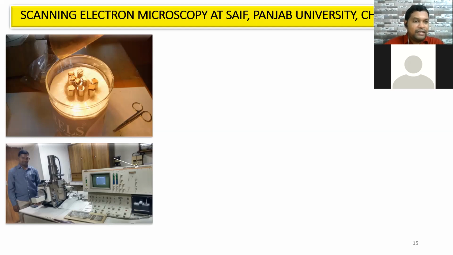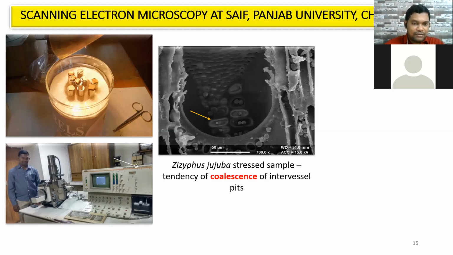And upon doing that, an interesting finding which I came across was that in the Ziziphus jujuba, in the stress sample, I could see the coalescence of the intervessel pit. Coalescence denotes the fusing of the adjacent intervessel pit. So sometimes the plant might require to increase the size of the pit for effective and more water conduction owing to drought conditions. So that was very nicely reflected in the Ziziphus jujuba under SEM.